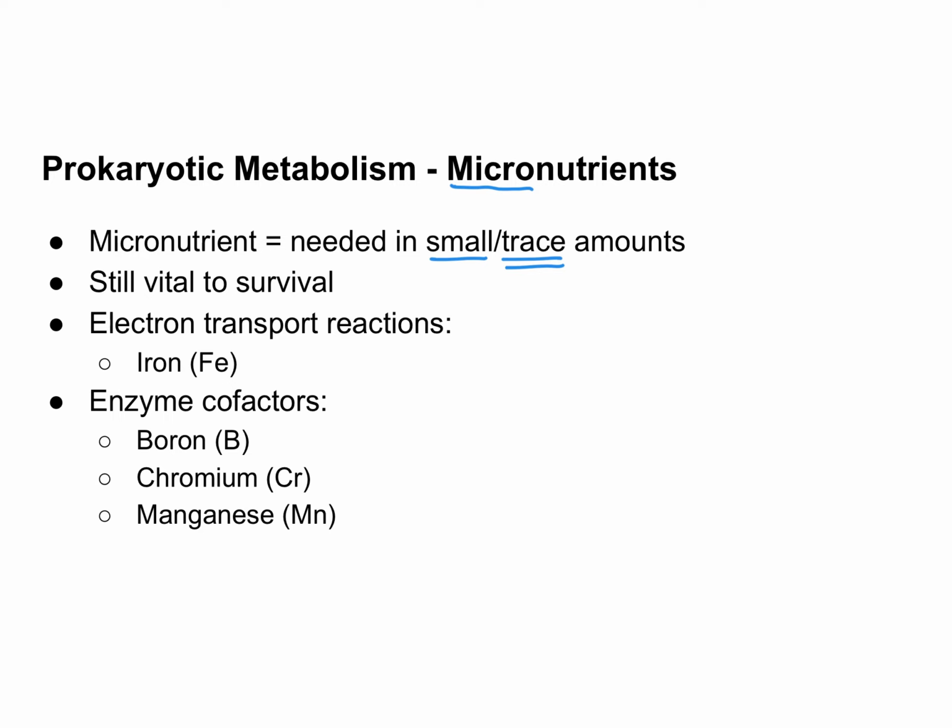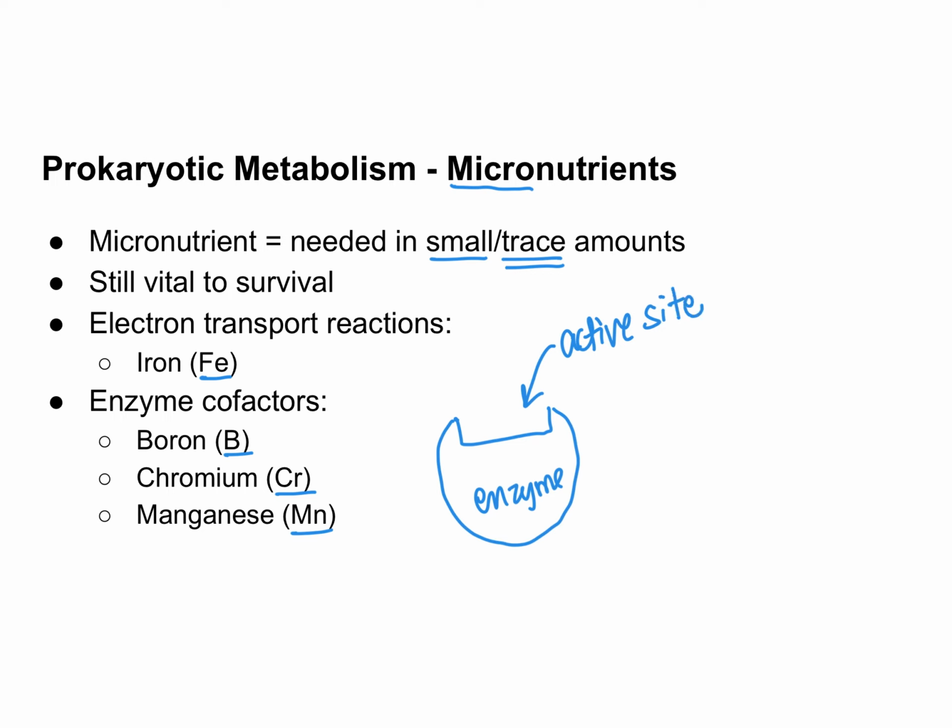Some examples of micronutrients that prokaryotes need are things like iron. And they need this for electron transport reactions, which are involved in energy exchange. Prokaryotes also need boron, chromium, and manganese as enzyme cofactors. Remember, a cofactor is something that just helps an enzyme work. So if you recall, we'll do a quick review. We have an enzyme here, and enzymes have an active site that a substrate has to be able to bind to.